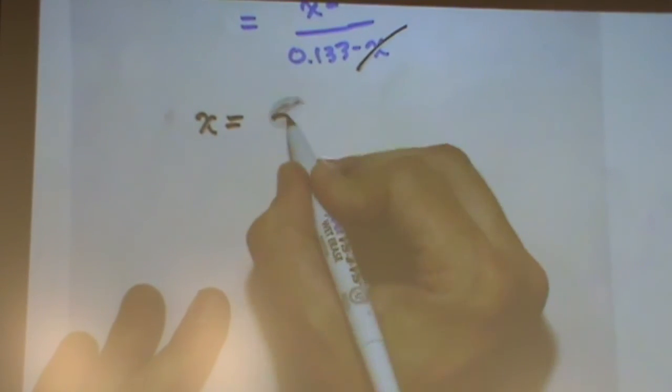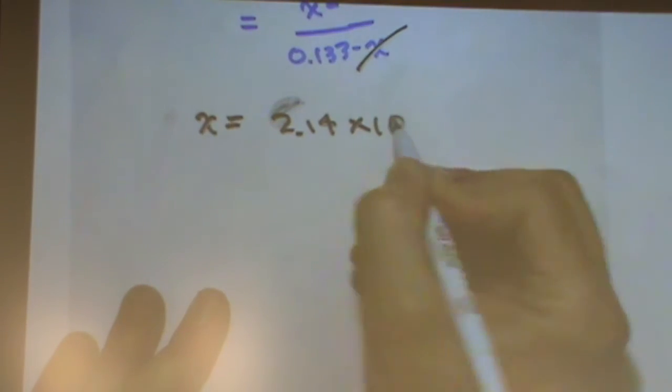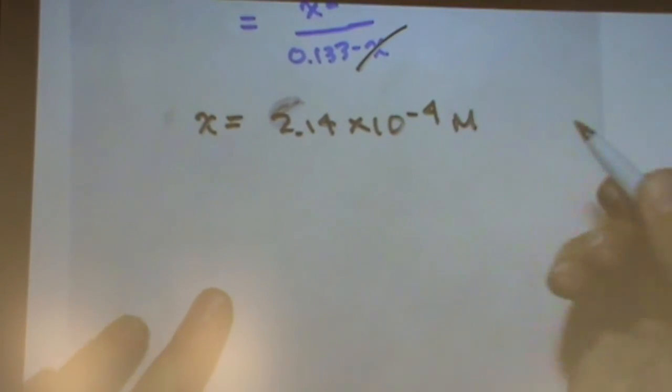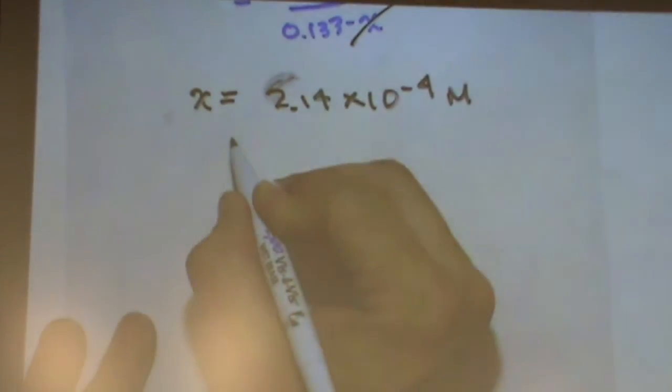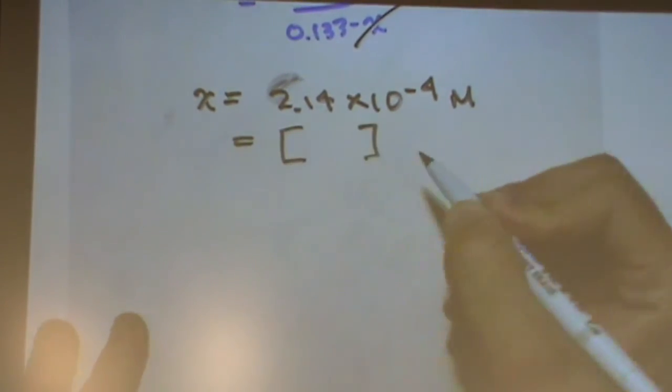All right, so that drops out. I found what x is. x turns out to be, oh no, I don't like that, 2.14 times 10 to the minus 4 molar. That's the equilibrium concentration of what important concentration?